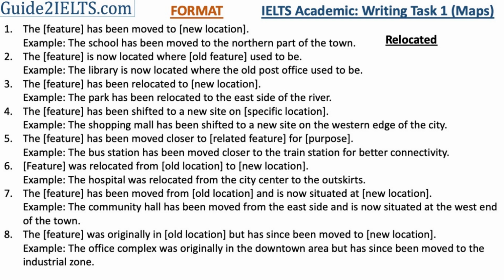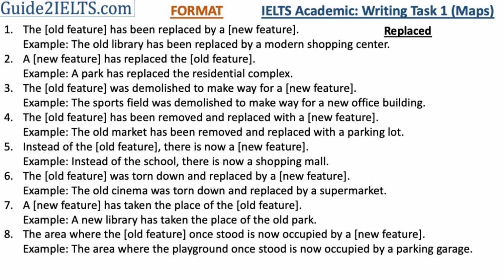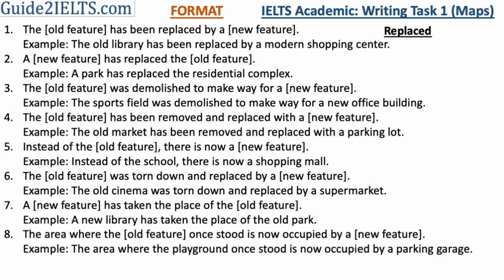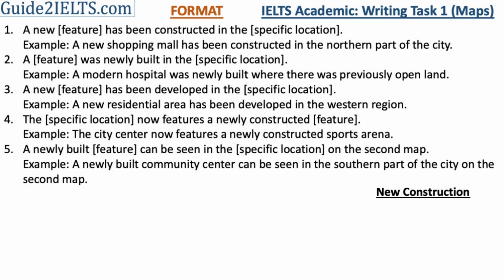One thing that we see happening a lot in maps is that something has replaced the other thing. So there was a fountain here, now it has been replaced by a rose garden. There are many different ways to write about one thing replacing the other. Another possible change you could see in maps is that something new is constructed.